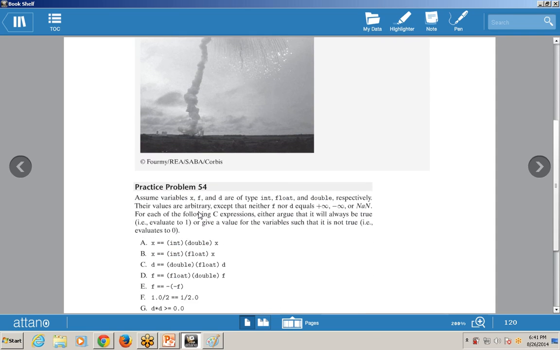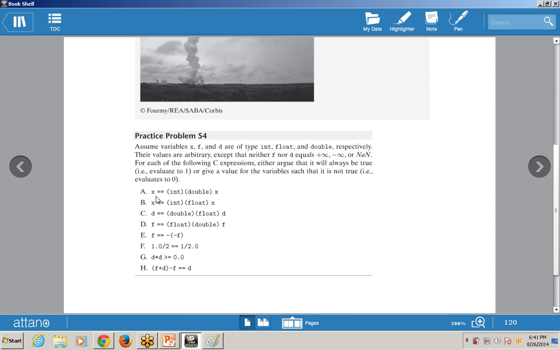This is how we can represent it. x equals int double x means assigning the value or checking the equality that has a value x into x. This is int double, meaning using the data type and comparing with x.